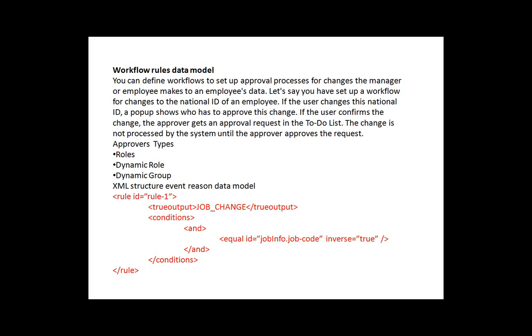Dynamic group is a group of several approvers the admin sets up before creating a workflow. So any member of that group can approve the workflow. There are several configurations that need to be done in the corporate data model and succession data model before setting these workflow rules. If you look at this particular example, it's very similar to what you define in event reason, a derivation rule.